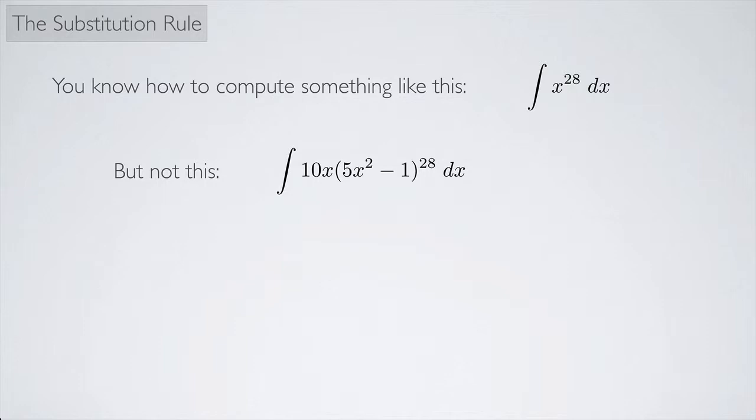You'd have to multiply that out and turn it into some kind of polynomial and then integrate term by term, but that would take forever. So we need a new technique to deal with different kinds of integrals. And the technique that we're going to use, I'll show you right now using this integral right here. So this was the one I had before, 10x times (5x squared minus 1) to the 28th.